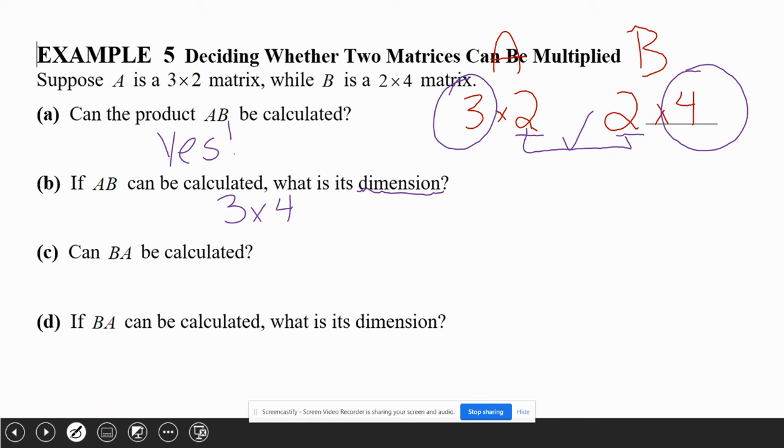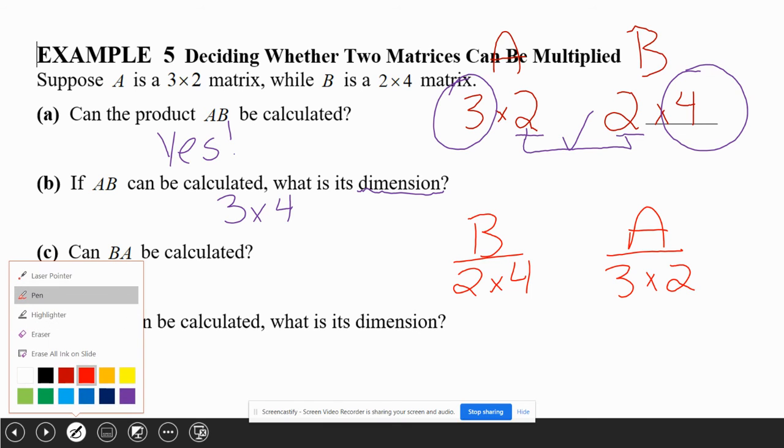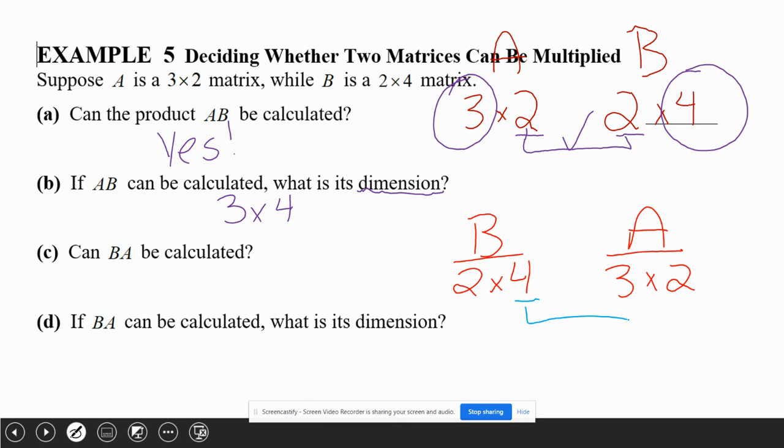So now, can B times A be calculated? This time, B is going to be on the left, which is a 2 by 4, and A is going to be on the right, which is a 3 by 2. So remember, we have to check the inside dimensions. Those two have to be exactly the same, and they are not. We have a 4 and a 3. So no, B times A cannot be calculated. If it can't be calculated, we can't tell the dimensions because it's not possible for us to do.